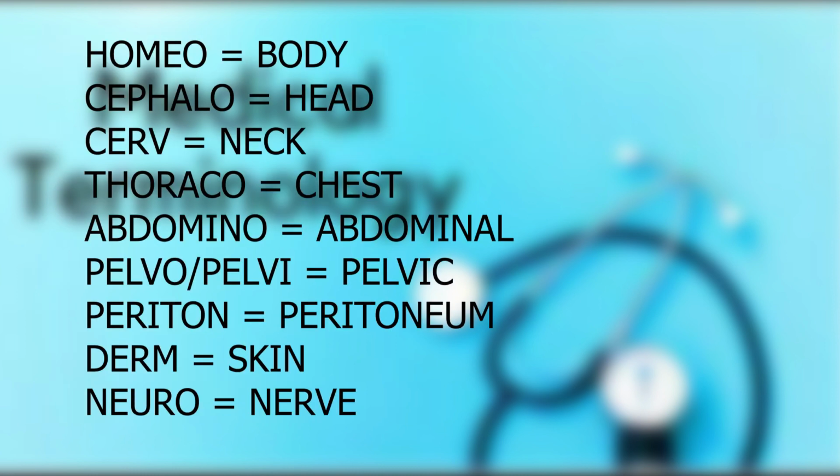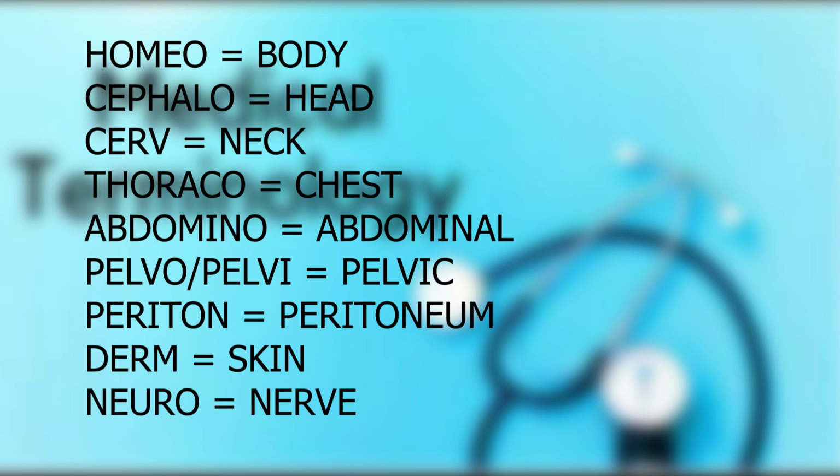Now getting into the body itself, just some general terms. One is homeo, which just means body. Cephalo is head. Cerv or cervical refers to the neck. Thoraco or thorax is the chest. Abdomino is the abdomen or abdominal. Pelvo or pelvi is just related to the pelvis. Peritone is related to the peritoneum, the lining within your abdomen.